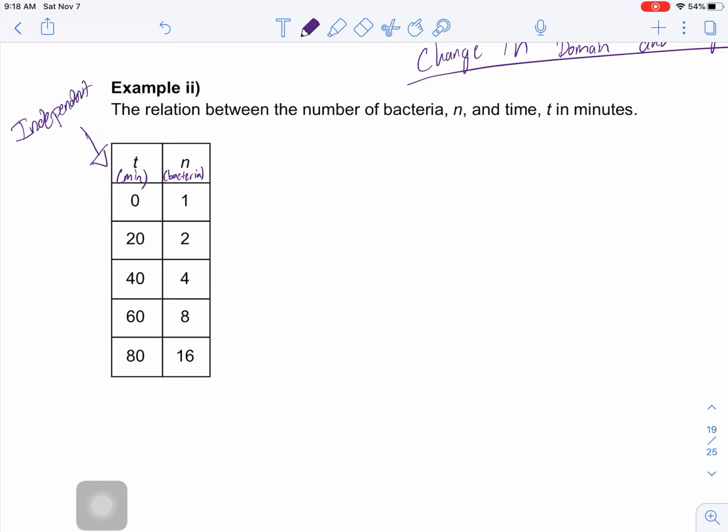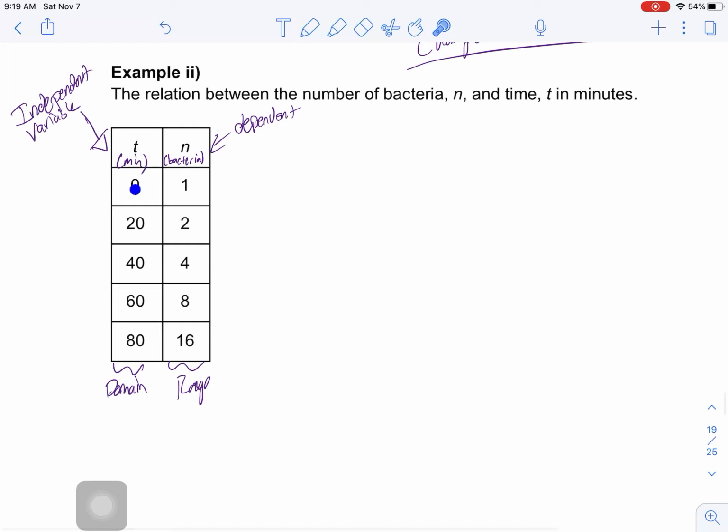Independent variable. Over here, my bacteria depends on the time that has elapsed. So this is my dependent variable, making this side my range and this side my domain. So that's a good little review.